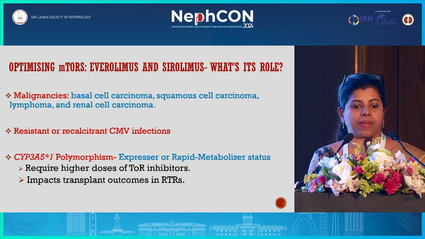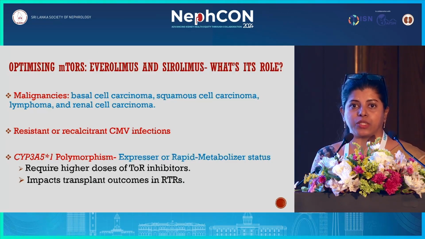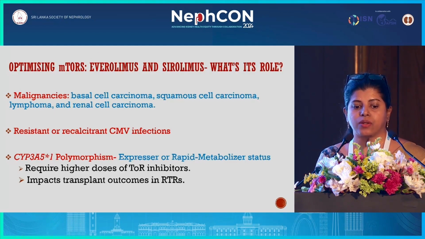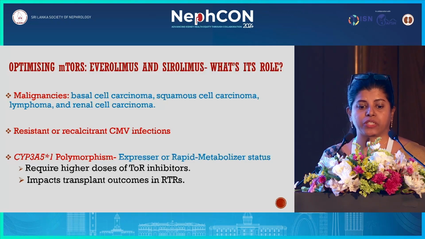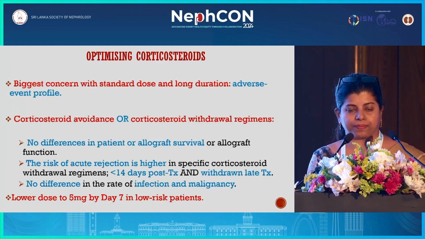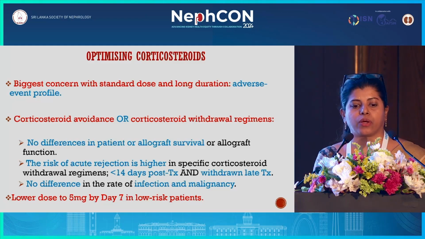Certain malignancies like basal cell carcinoma, squamous cell carcinoma, lymphoma, and renal cell carcinoma, mTORs could be useful because it has anti-angiogenic properties and it decreases VEGF. It is useful in resistant or recalcitrant CMV infections. And CYP3A5 is involved in the metabolism of mTORs also. So a star 1 polymorphism can label the patient as an expressor or a rapid metabolizer, and it will require titration of mTOR doses.